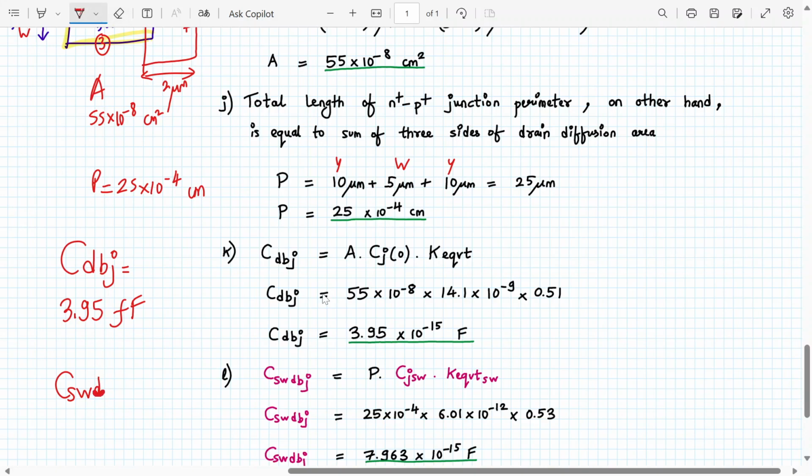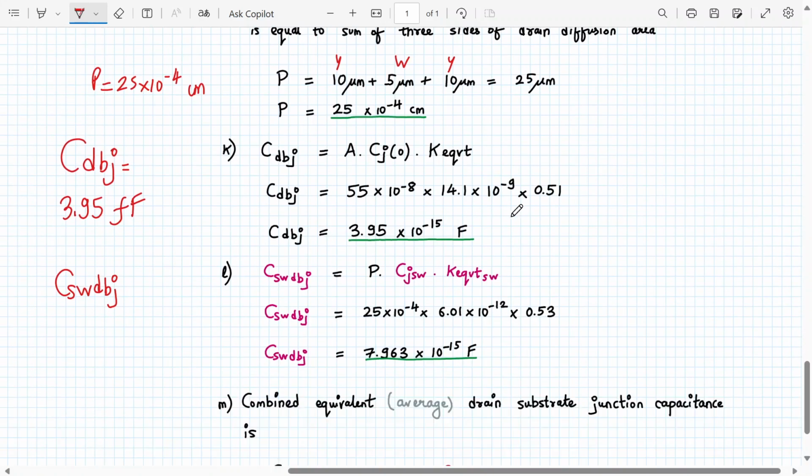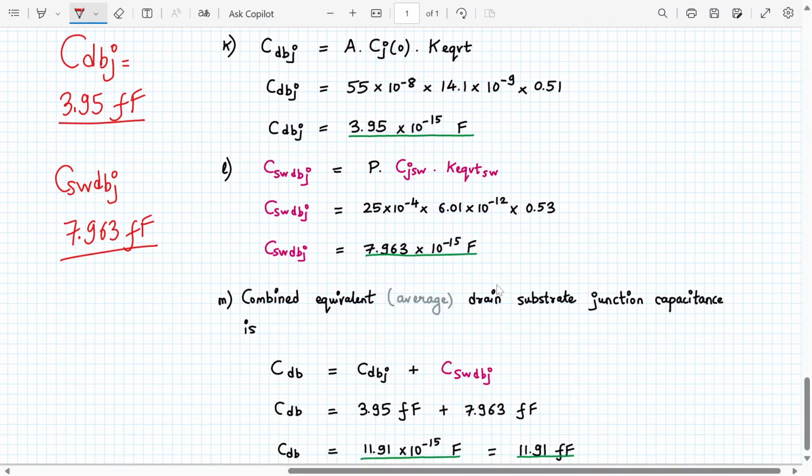C sidewall, drain to substrate bias. So it will be given by perimeter into Cj sidewall into K equivalent of sidewall. This comes out to be 7.963 femtofarad. So the sidewall capacitance value is slightly greater than what we initially got. So this is also in farad. So what will be the combined CDB? Okay, drain to substrate capacitance will be CDBJ plus CSWDBJ, and that comes out to be around 11.91 femtofarad.